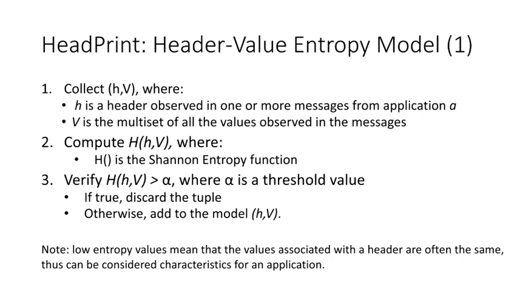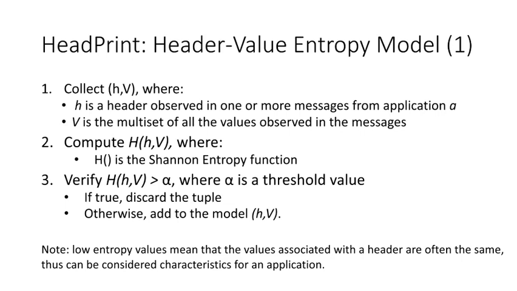The header value entropy model works as follows. The goal is to determine what headers and their associated values are characteristic for an application. So first we collect from all the messages, and we group all the values that are associated with each header. You can imagine it as a dictionary where you have the headers as keys, and as values associated with the key, you have this multi-set of header values.